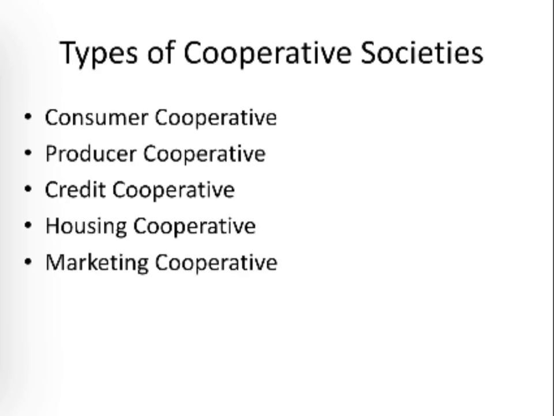Now, types of cooperative societies. Consumer cooperative: owned by members to buy goods and services at lower prices, like grocery stores. Producer cooperative: members, farmers and artisans pool resources to get supplies and sell their products better. Credit cooperative: provides affordable loans and financial services to members. Housing cooperative: offers affordable, secure houses for members. Marketing cooperative: helps small producers sell their output in bulk, handling transport, storage and sales.